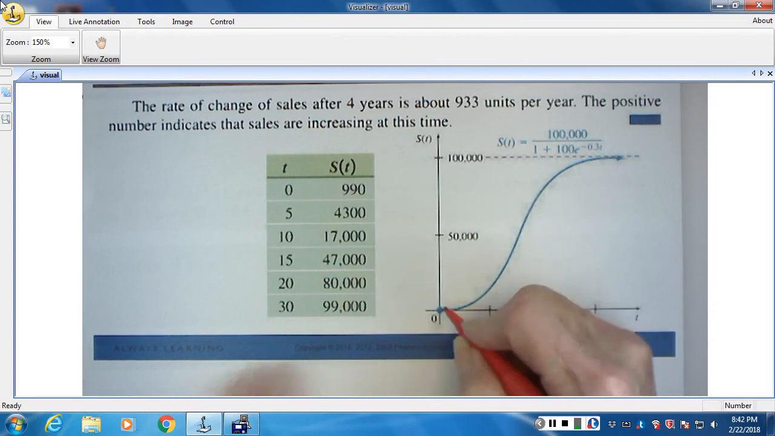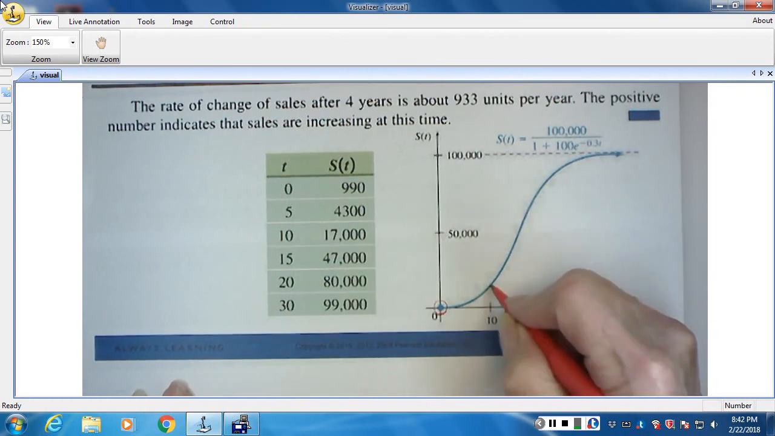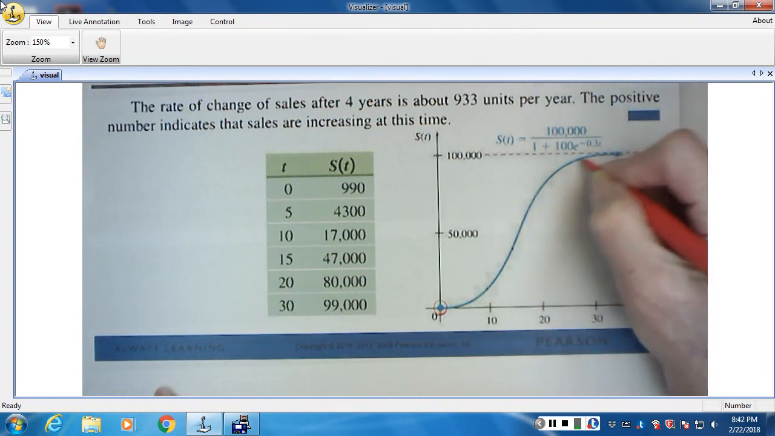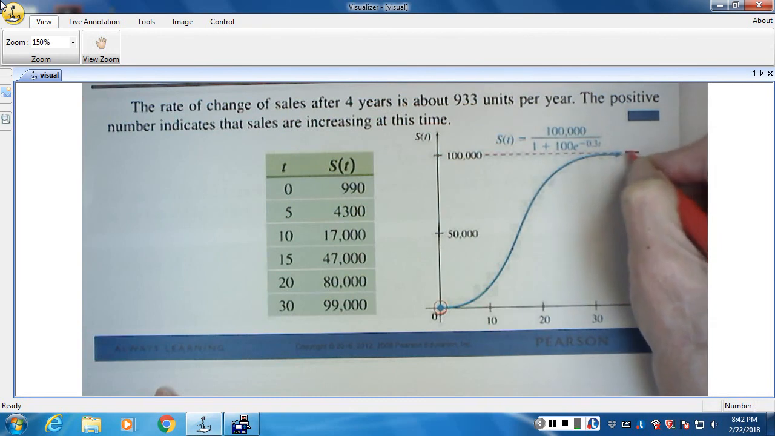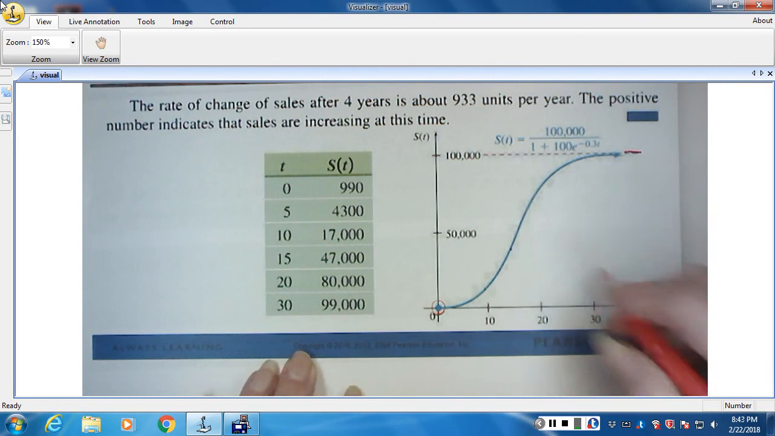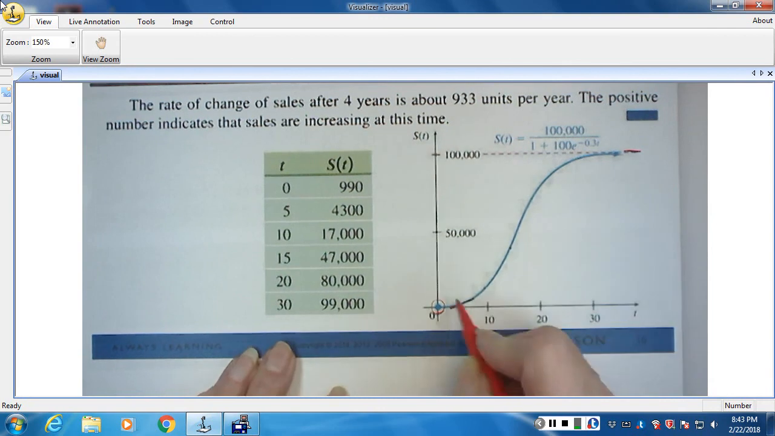Remember, this is where the bunnies first went in? And then they started multiplying, and then more bunnies got old enough to multiply some more, and they grew faster and faster and faster until they reached carrying capacity. Well, that's the same thing that happened with those cells. So what they're asking us, it says the rate of change after 4 years is about 993 units per year. The reason that we say that is because about 4 years in, we're talking about the slope of that line right there.